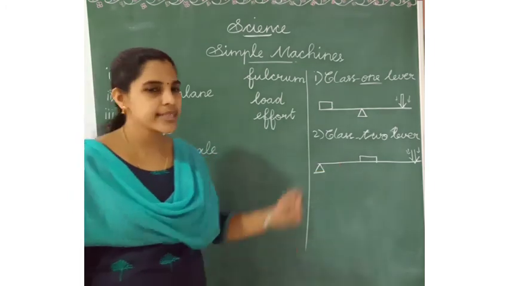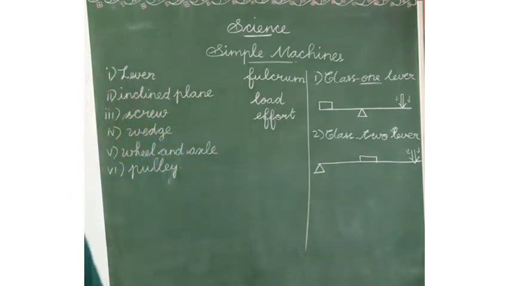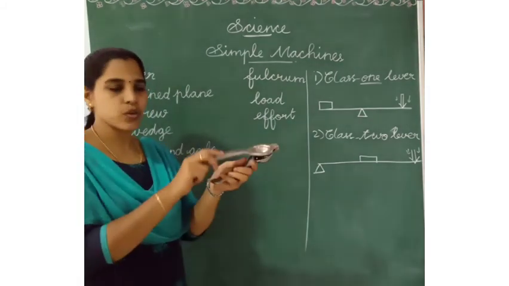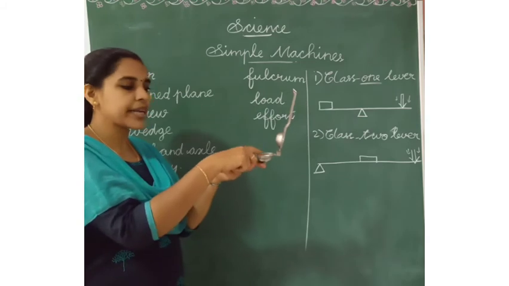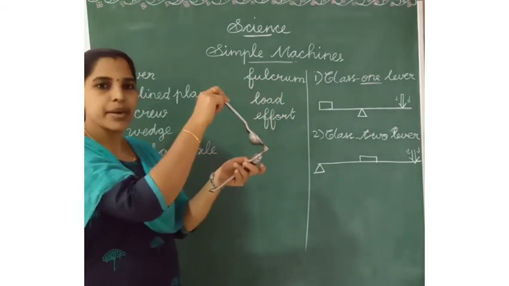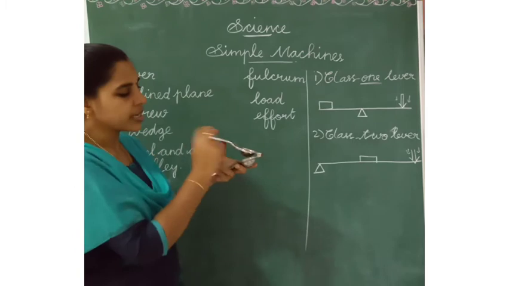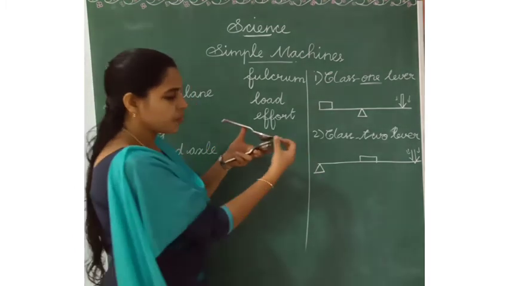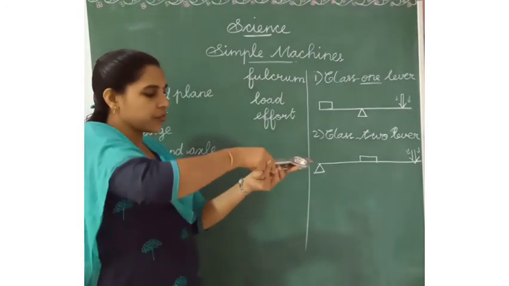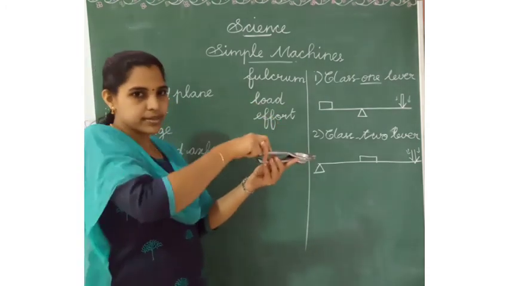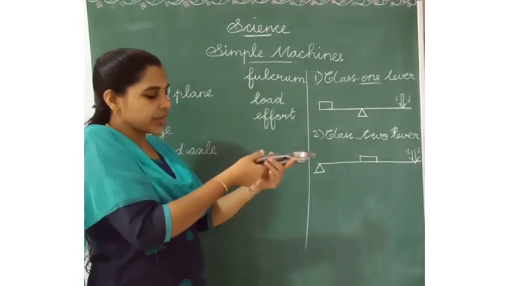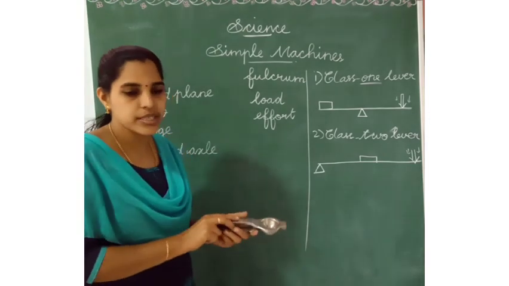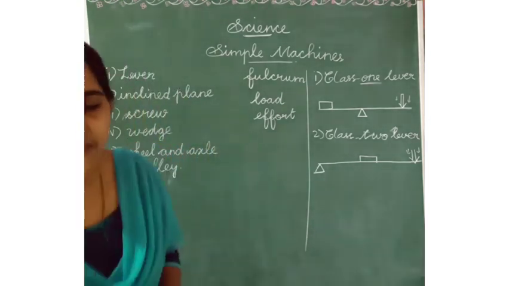What are the examples of class 2 levers? Listen, this is the lemon squeezer. We keep the lemon in the middle, so the lemon is the load. This is the fulcrum, the fixed point, which will not change. When we give the effort here, we squeeze the lemon. This is an example of class 2 lever. Another example is the wheelbarrow.